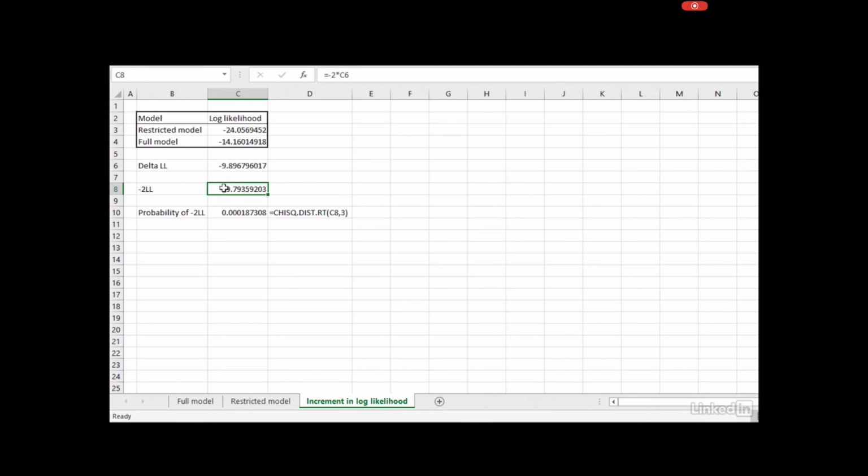And once we've multiplied it by minus 2, we get a quantity that is conventionally referred to in logistic regression as minus 2LL. Sometimes people refer to it as G, sometimes people refer to it as the deviance. But in any case, whatever term they're using to refer to it, it's the number minus 2 times the delta of the log likelihood. And in this case, we get a value of 19.79.